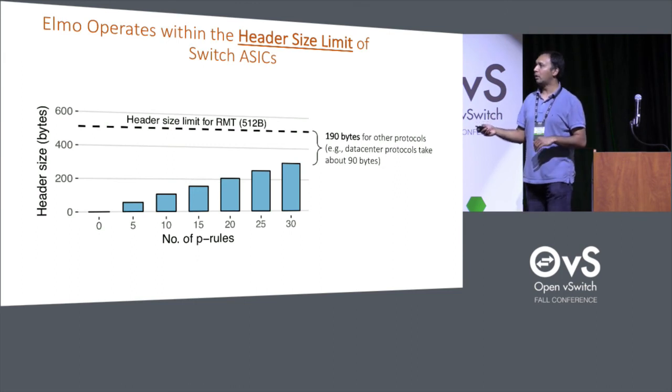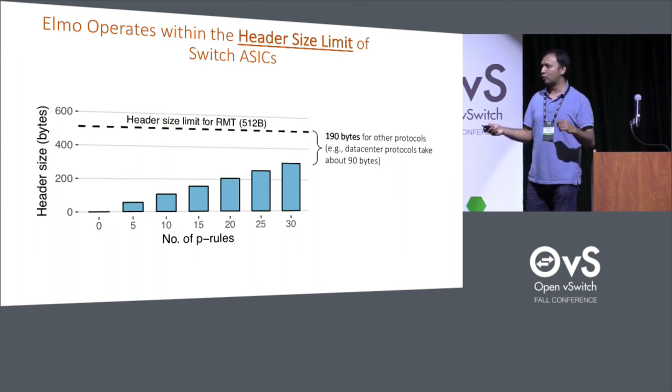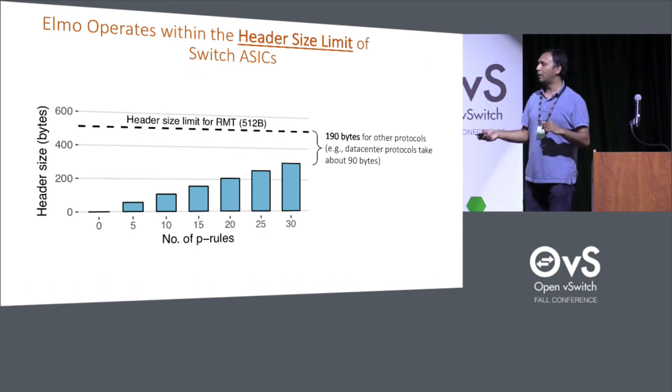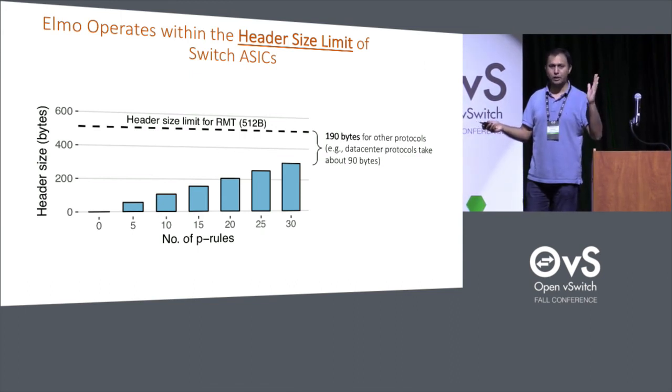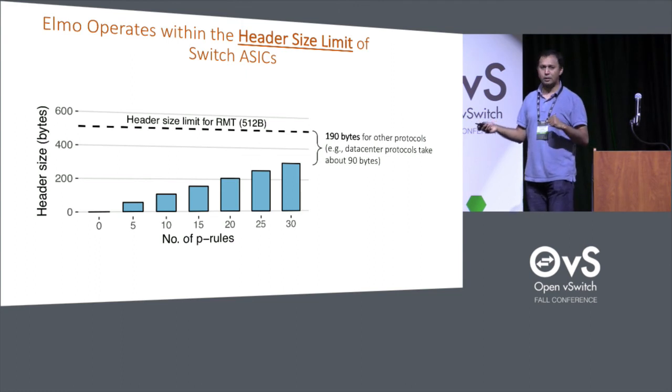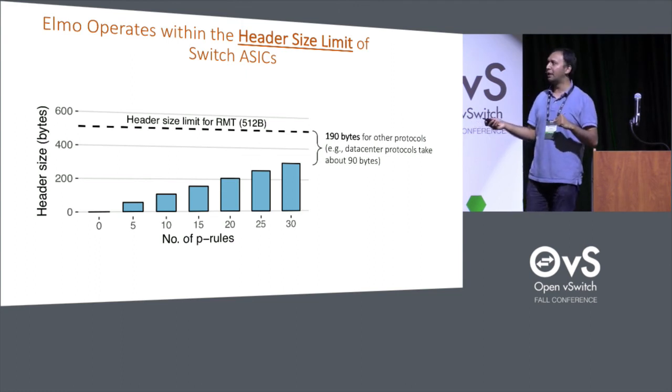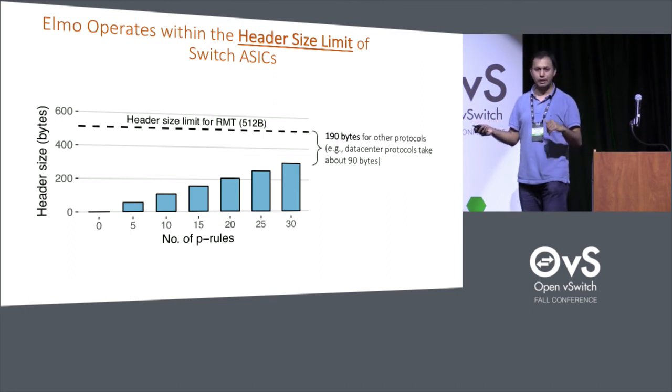The next thing was, okay, what's the overhead in terms of hardware resource requirements? We found that even using 30 P rules for a typical switch, like a Barefoot Tofino switch parsing 512 bytes, we only consume about 60% of the header space, and we still have 190 bytes for other protocols in the data center. Typically, they are around 90 bytes at this point in time.